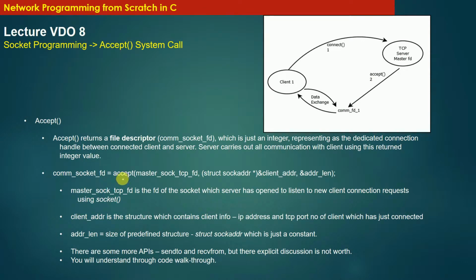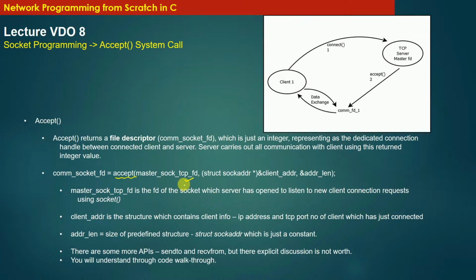So let us discuss the synopsis of the accept system call. Here you can see the synopsis of the accept system call. The accept system call accepts three arguments. The first argument is the integer value, which is the master socket TCP file descriptor. Now, what is the master socket TCP file descriptor? That we will discuss in the next slide shortly.